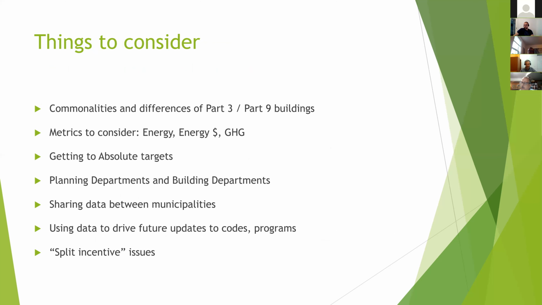I've just got a couple of points to consider, potential things to spark people's ideas of what we'd like to talk about during this discussion. Again, thinking about what's common between Part 3 and Part 9 buildings. At the end of the day, I think we're all here to reduce carbon emissions and get to net zero buildings. So that's a common underlying feature. But in terms of how developers go about submitting these applications and what data we have available for each of them, there are differences there. Metrics, how should we be tracking these things?